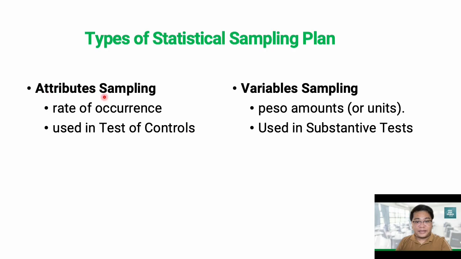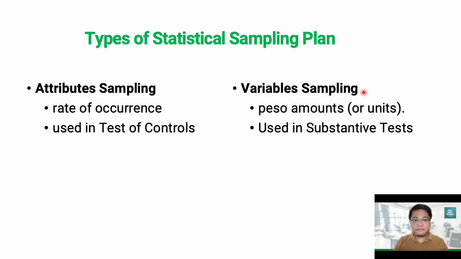So we use this attribute sampling in test of control. Another term for attributes is characteristics. We are testing the characteristics of control. So whether, for example, the credit department has signed off in the document, whether the appropriate officer has signed off in the appropriate document, whether the amount in one record has matched the number or quantity in another record. Okay, so those are examples of controls that we can test in attribute sampling.